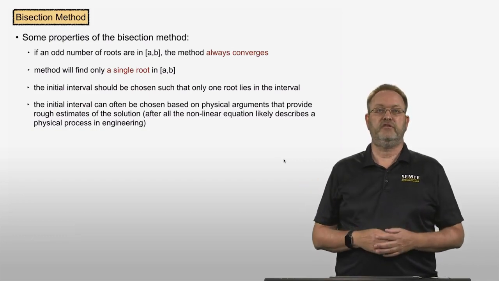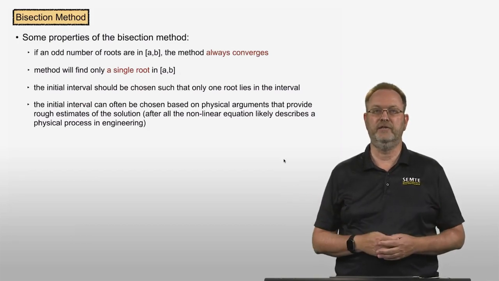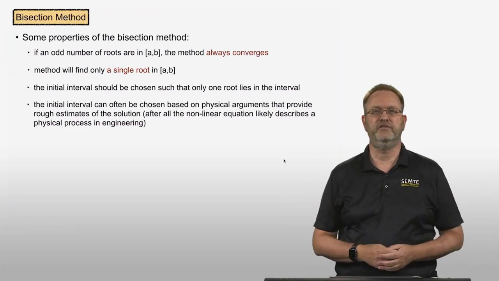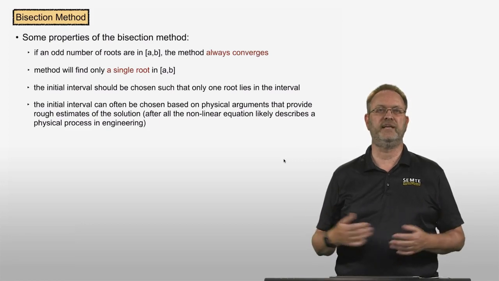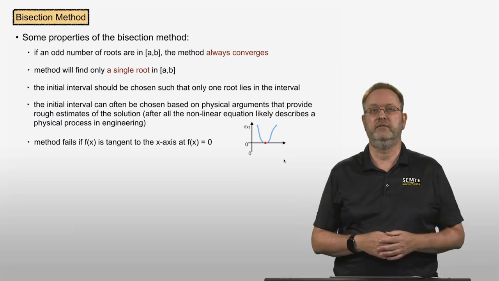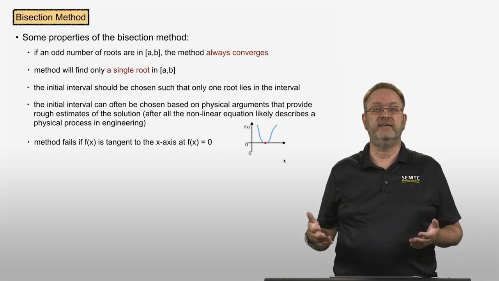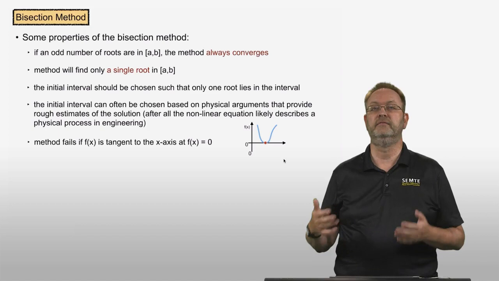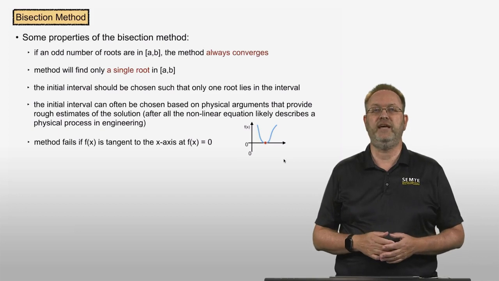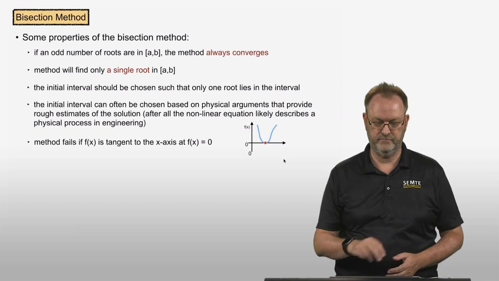Now, how do I find this initial interval? Oftentimes that initial interval can be chosen based on some physical arguments that provide a rough estimate for the solution. After all, the nonlinear equation that we're trying to solve in engineering likely describes some physical process. So that will give us some hints of what the initial interval should be. Now the method will fail if f of x is tangent to the x-axis at the root point, because as you can see here in the example, there is no sign change in the interval if the root is just tangent to the x-axis.